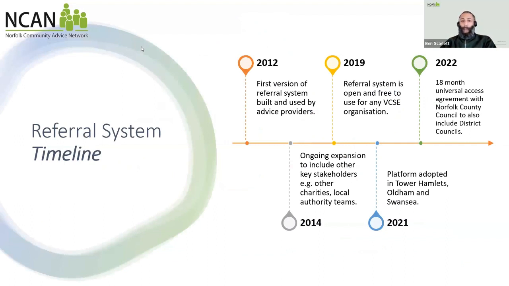Here's a timeline of where we're at now. I think Liz said she was 3 years into hers, so this will give you a little bit of a comparison. In 2012, we built the first version of the referral system. In 2014, there was ongoing expansion to include other key stakeholders, including other charities, local authority teams, etc. The referral system was made free to use for any VCSE organisation in 2019. The platform was also adopted in Tower Hamlets, Oldham and Swansea within their own networks in 2021. And in 2022, we agreed an 18-month universal access agreement with Norfolk County Council, which also included the district councils and a few other teams like fire and police.